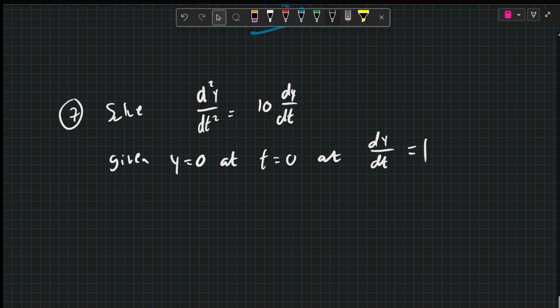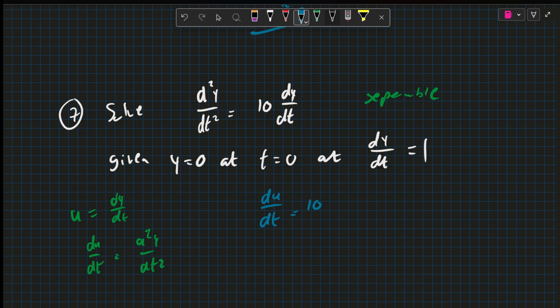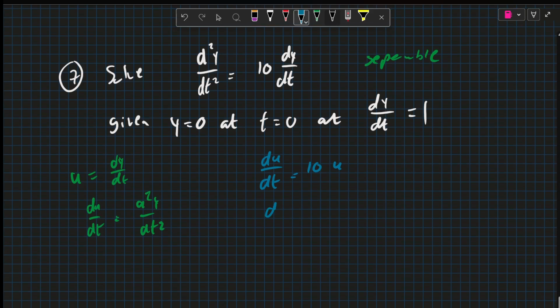Okay, now the final one is a second order differential equation. Now, these are what is known as separable differential equations, and actually, funnily enough, require a u substitution. So the way we're going to do this is we're going to let u equal to dy by dt. So therefore, du by dt equals d2y by dt squared. So we're going to get that du by dt equals to 10 times u. So we're going to get du divided by 10u equals dt.